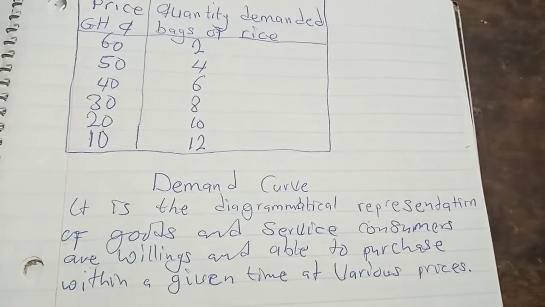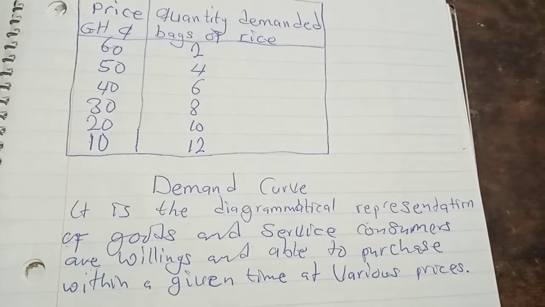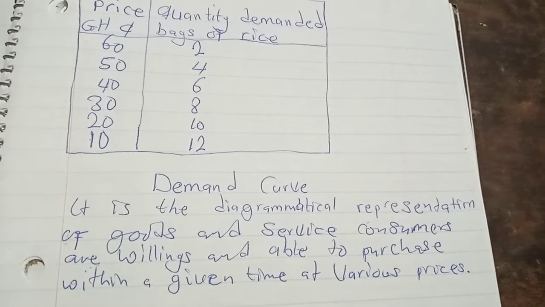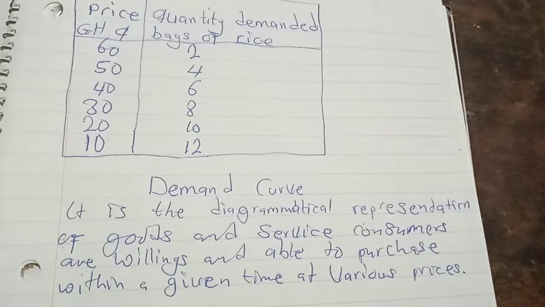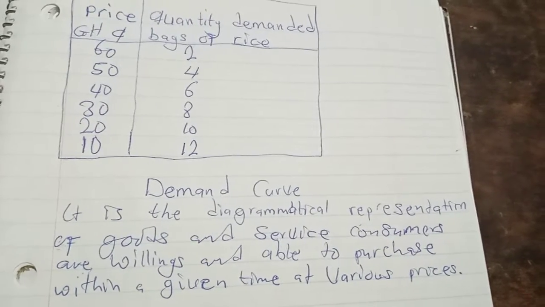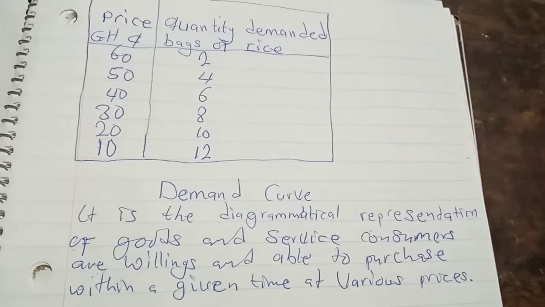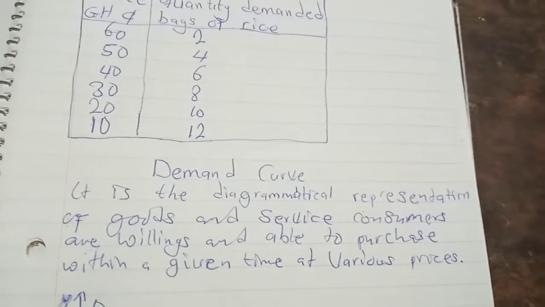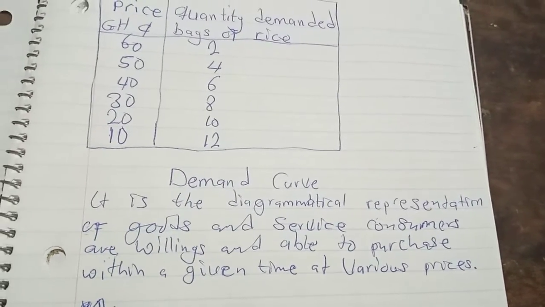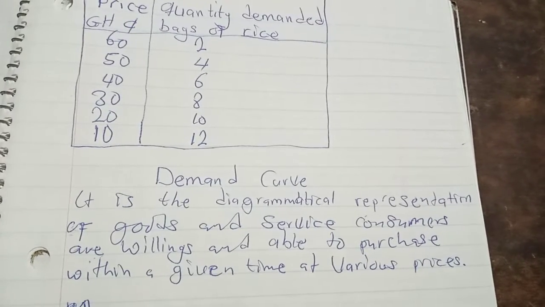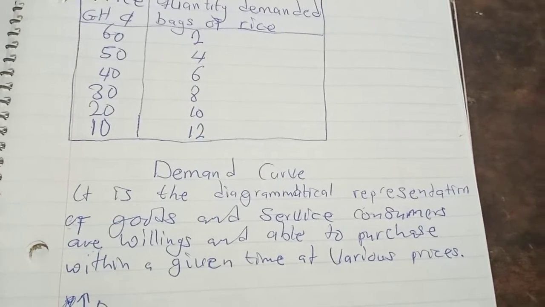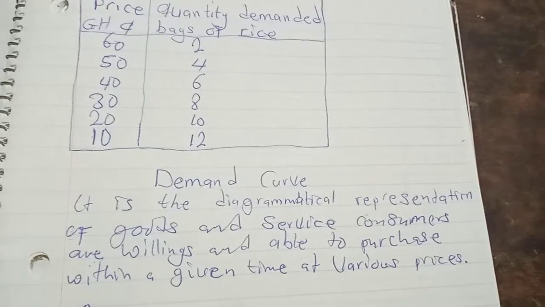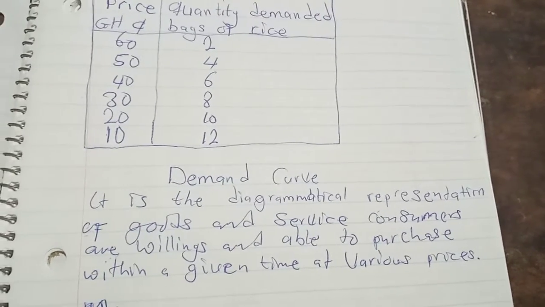So we say demand curve is the diagrammatical representation of goods and services consumers are willing and able to purchase within a given time at various prices. So this is using a diagram to represent the demand of a commodity. So let's look at the diagram below.